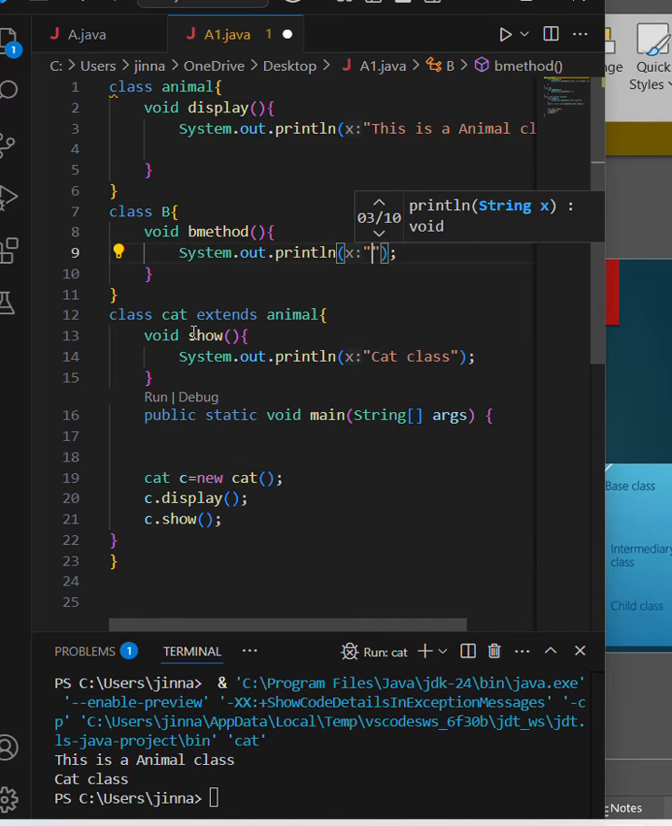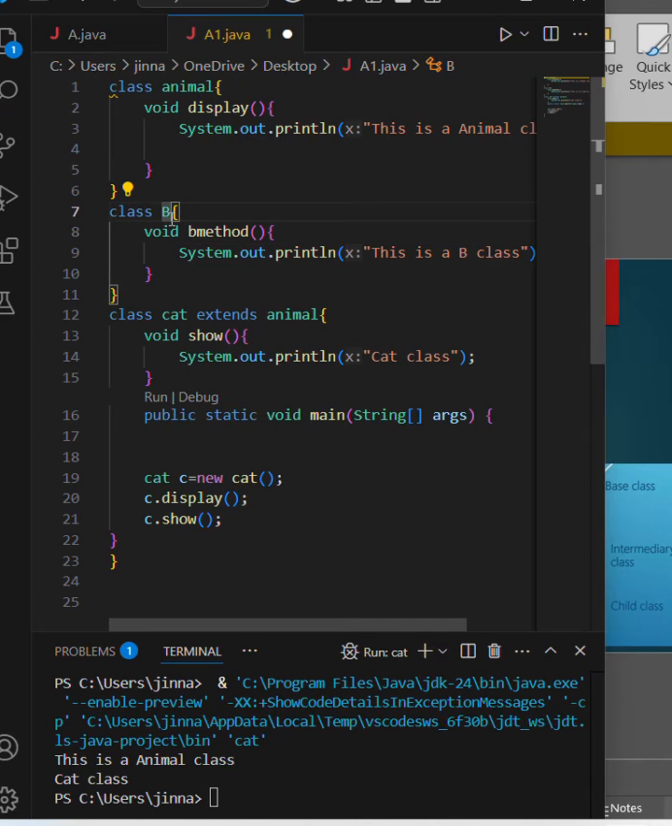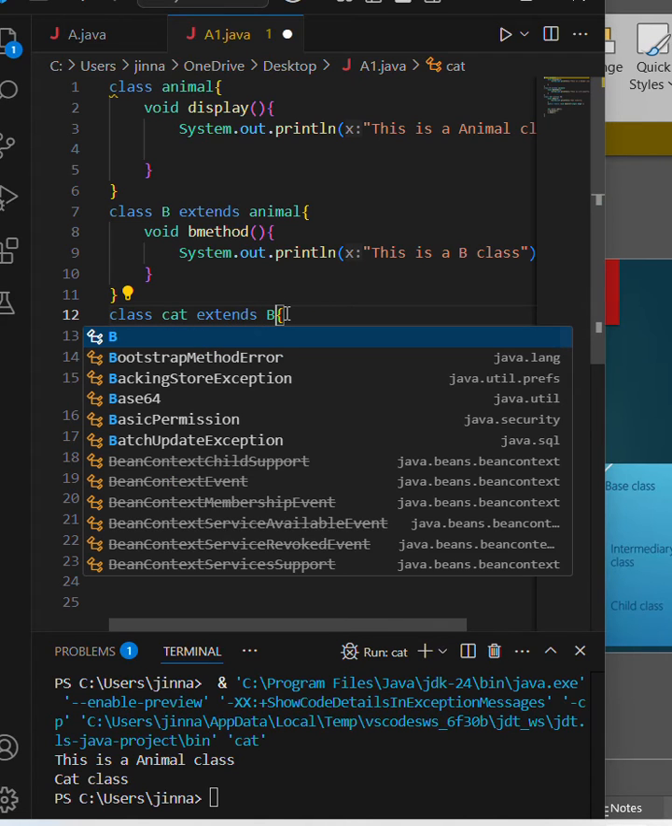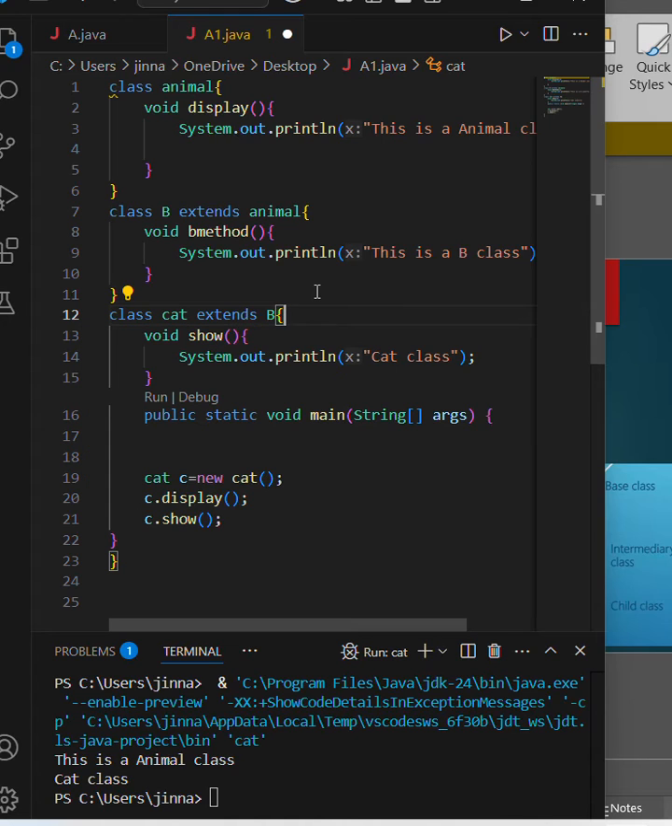that this is a B class, right? Okay, B class is extending the animal class, and we can change a little bit here. As earlier cat was extending the animal, now animal class is being replaced by B. Okay. So animal is being extended by B class, and B class is being extended by cat class.